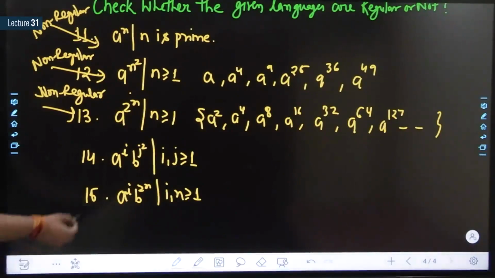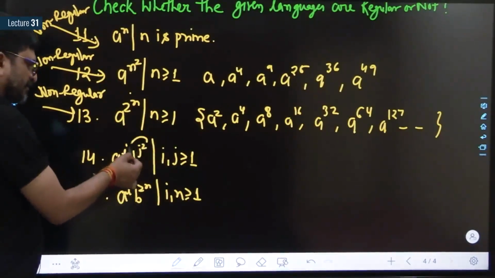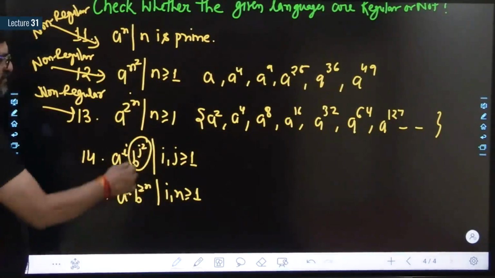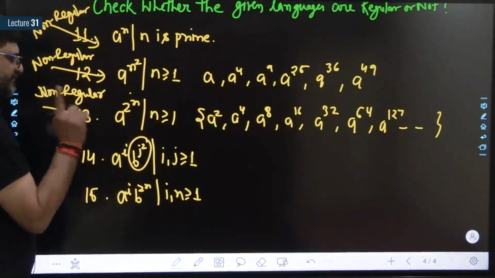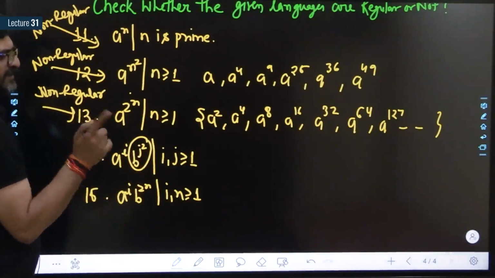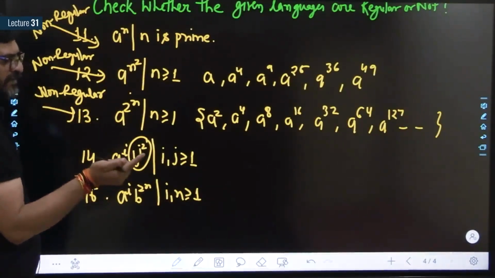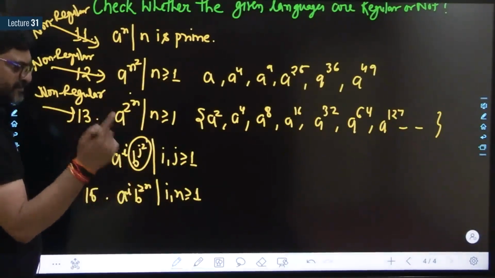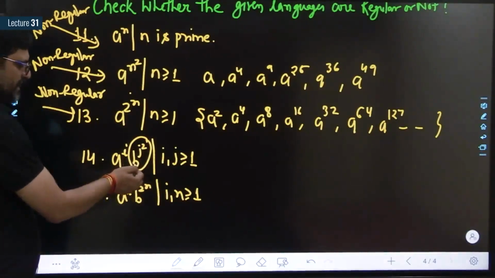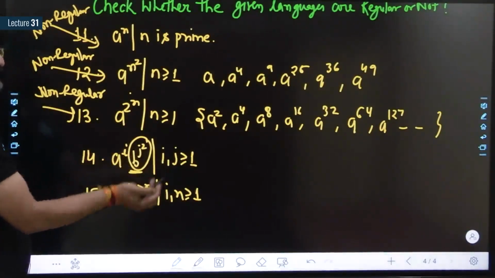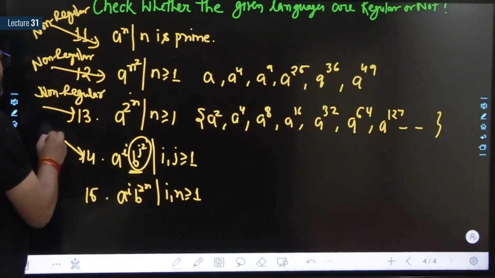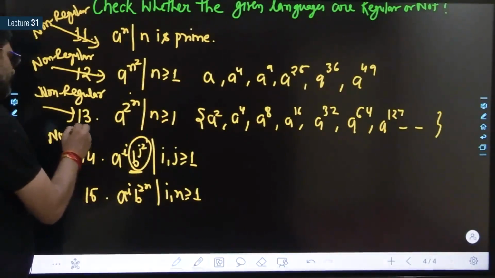This is also not regular. Why? For the number of b's, there is no common pattern. b^(j^2). If I take j equal to 1, then b is 1. If I take j equal to 2, then 4, then 9, then 16. There is no common pattern for the b's. We cannot make the loop. That's why this is non-regular.